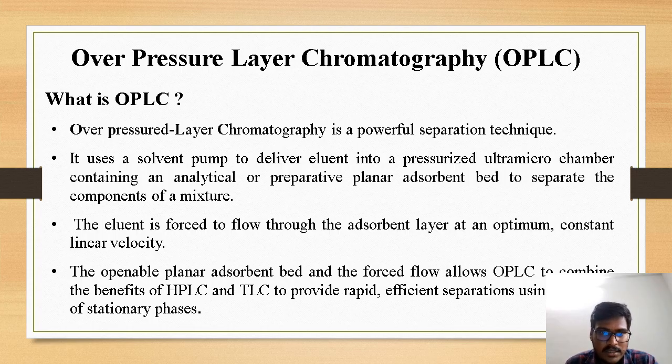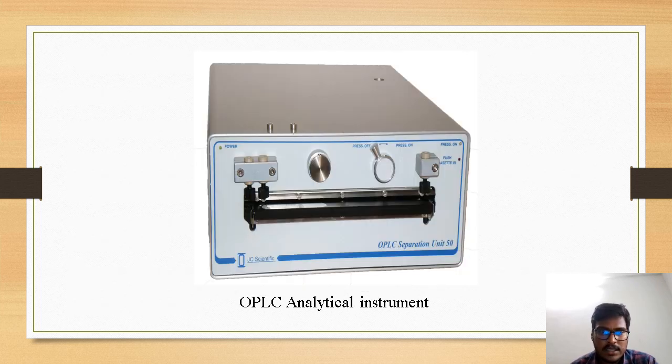The elutant is forced to flow through the adsorbent layer at an optimum constant linear velocity. The openable planar adsorbent bed and forced flow allows OPLC to combine the benefit of HPLC and TLC to provide rapid, efficient separation using stationary phases. This is the OPLC analytical instrument figure.